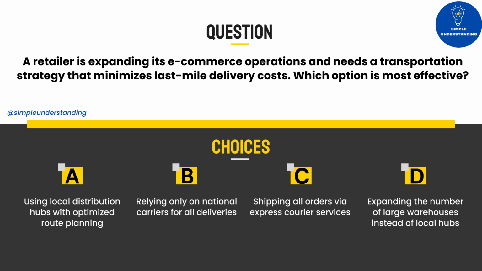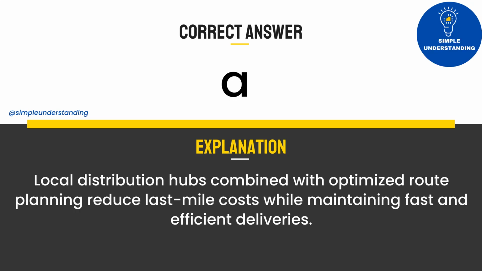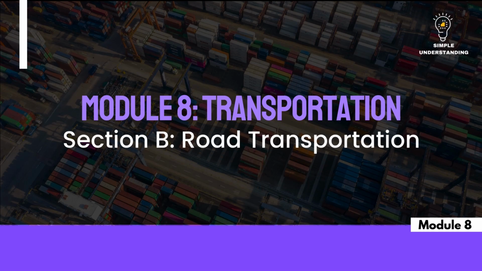10. A retailer is expanding its e-commerce operations and needs a transportation strategy that minimizes last-mile delivery costs. Which option is most effective? A. Using local distribution hubs with optimized route planning. B. Relying only on national carriers for all deliveries. C. Shipping all orders via express courier services. D. Expanding the number of large warehouses instead of local hubs. Correct answer: A. Explanation: Local distribution hubs combined with optimized route planning reduce last-mile costs while maintaining fast and efficient deliveries.